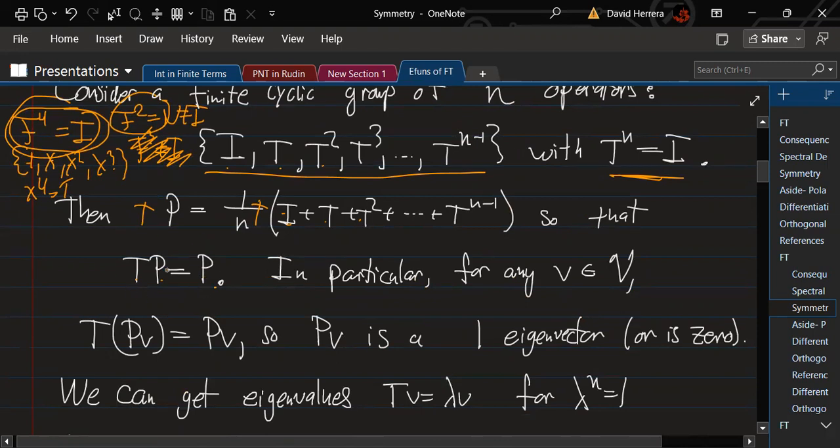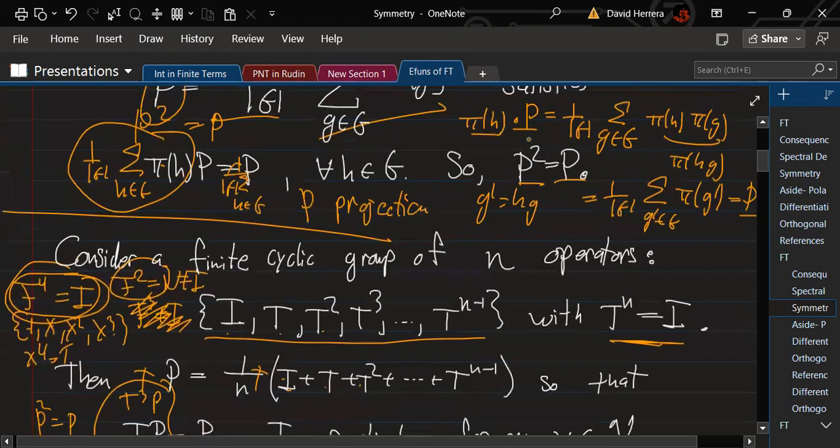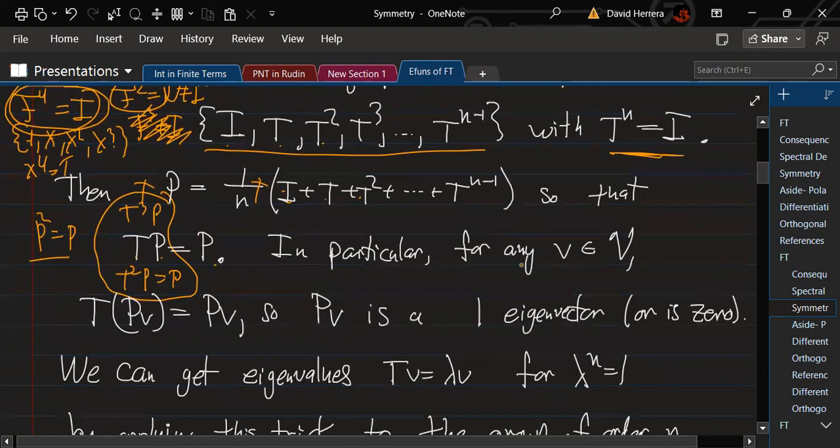And what can you get from this? You can also check that if TP is P, that means T squared P is also P, and T cubed P, et cetera. Then you can average all of these, and you get P squared is P. So we get a projection, just like we had up here. However, we're focused specifically on the fact that this is true. So let's take a vector in the vector space and apply P to it. So PV, you apply T on both sides, it doesn't do anything. So it tells us that PV is an eigenvector of T with eigenvalue 1, or it's 0.